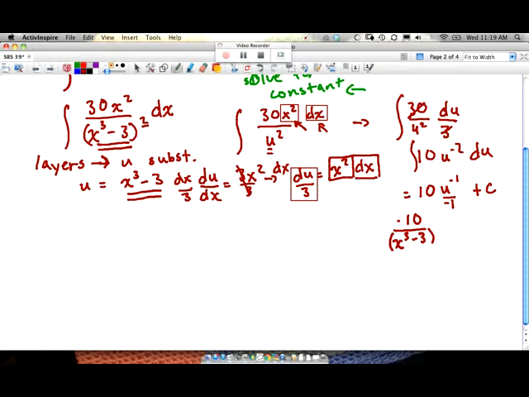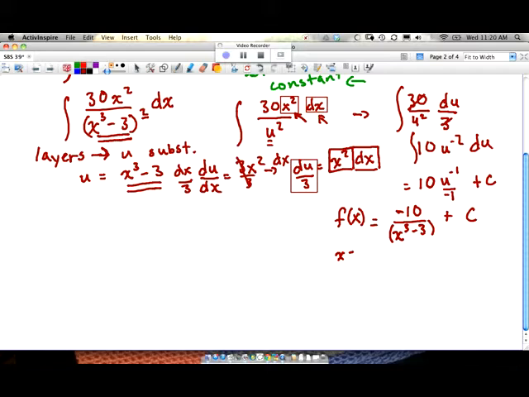And okay, so this equals that right there. So we have this plus c, and that equals our f of x. Okay, so once we're here, we just got to figure out what c is. So we got to plug in 2 and set that equal to 4, because x equals 2, f of x equals 4, means that we'll have 4 equals negative 10 over 2 cubed minus 3 plus c.